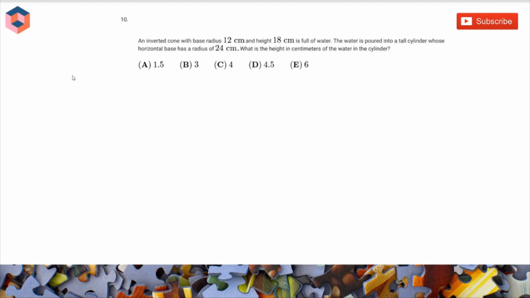So in this problem, we have this inverted cone, which we know all the dimensions of, so we can actually find its volume. That would be 12 times 12 times pi, that's the area of the base, times 18, that's the height. And we divide by 3 since 3 cones can fit into a cylinder. And this is equal to a tall cylinder whose horizontal base has a radius of 24 centimeters. So 24 times 24, that's the area of the base, so 24 times 24 times pi times h.